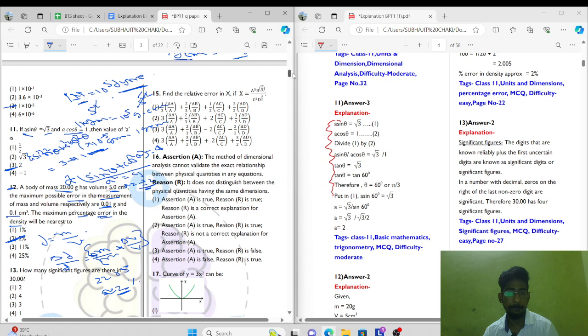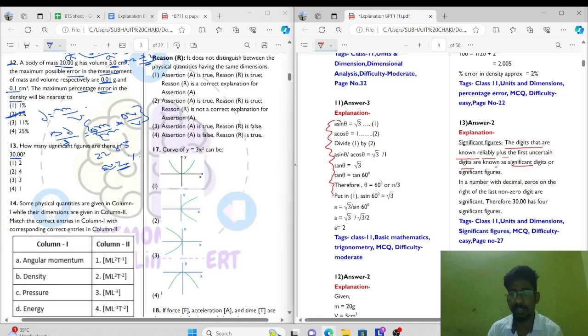How many significant figures are here? 30.00. This is a very confusing question for many of you guys. First of all, understand what a significant figure is. The digits that are known reliably plus the first uncertain digit are known as significant digits, right? In this number, the zeros on the right side of the decimal after a non-zero digit are significant. Therefore, 30.00 has 4 significant figures. Here the zeros have significance in the number 30.00.